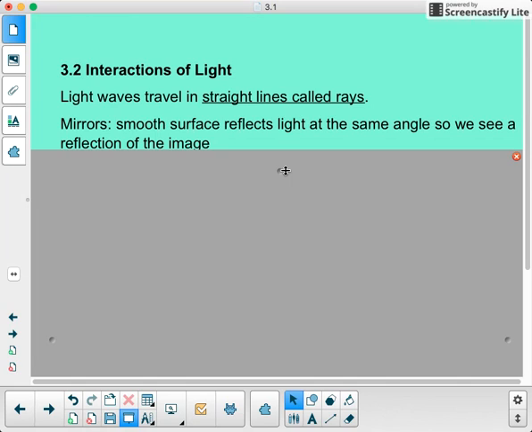Mirrors work because they have a smooth surface that reflects light at the same angle. So we see a reflection of the image. That's why if you hold up a paper in a mirror, it looks like the writing is backwards.